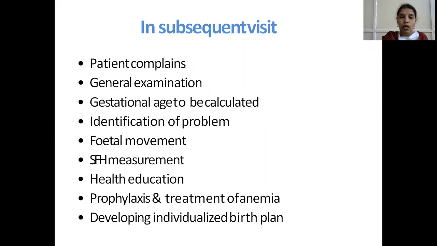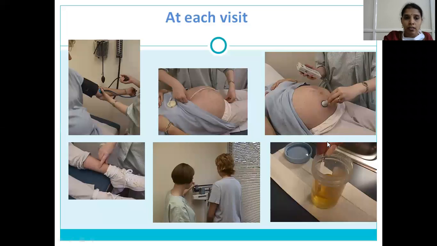In each visit, we have to prepare her for the pregnancy and breastfeeding and delivery. She has to be educated in each visit. So we give prophylaxis and supplementation of food, supplementation of vitamins in each and every visit, and prophylaxis and treatment of anemia, and development of an individual birth plan. These are the things to be educated in each subsequent visit. These are the things at each visit what we do.